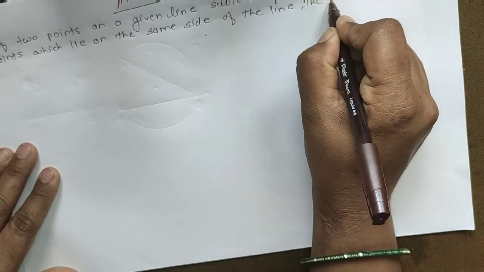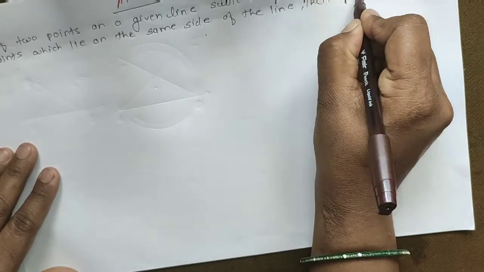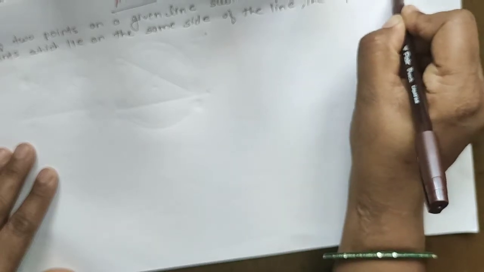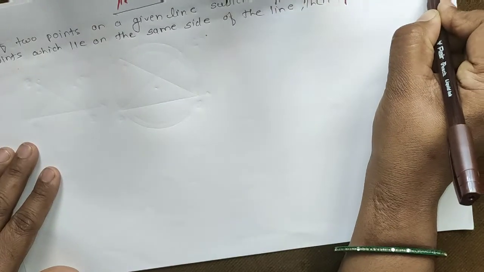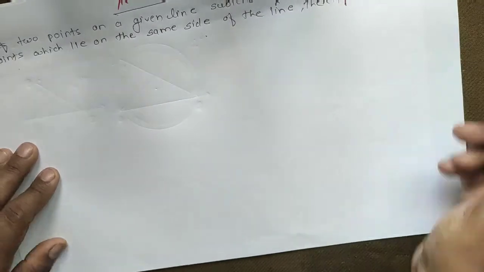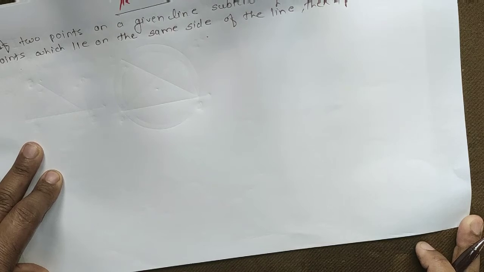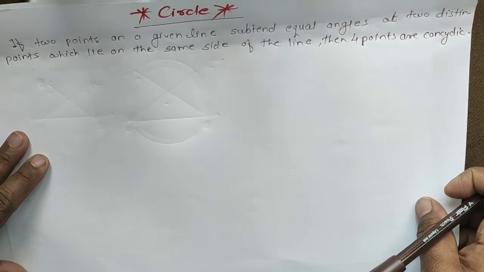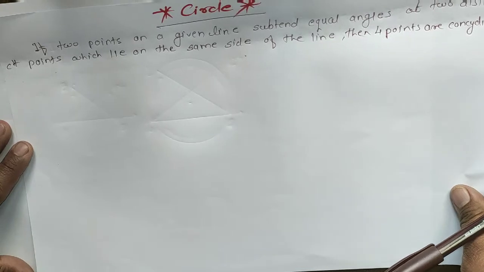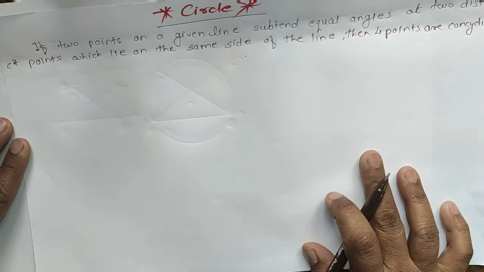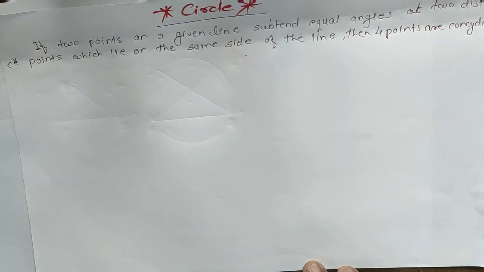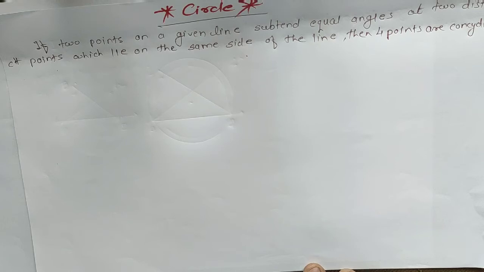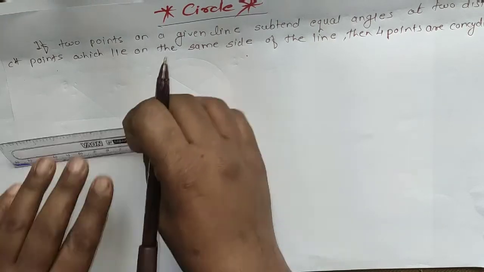Then 4 points are concyclic. What is the meaning of this theorem? The theorem's meaning is: if 2 points are on a given line. So first of all we will draw the figure.